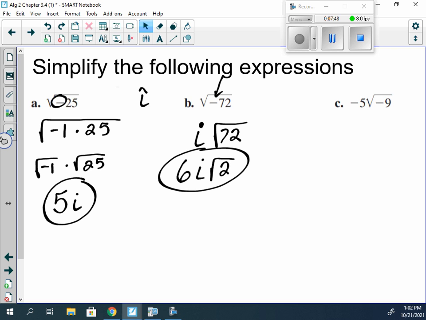Now, negative 5 times the square root of negative 9. Is 9 a perfect square? Is there a number that times itself is 9? 3, yes? So that radical will simplify completely. We don't have to worry about, say, a square root of 2 like the last one.